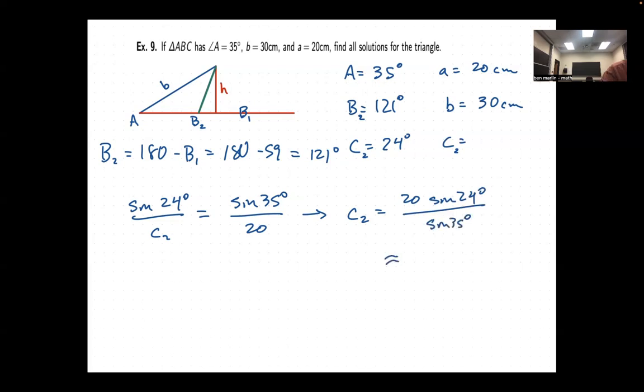And I'm going to just go ahead and do that on the calculator. 20 times sine of 24 divided by sine of 35. And I'm getting 14.182 something, which I'll go ahead and round as 14.2 centimeters. And then we're done with this one.